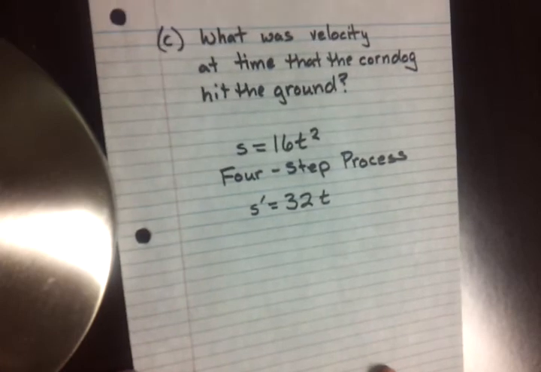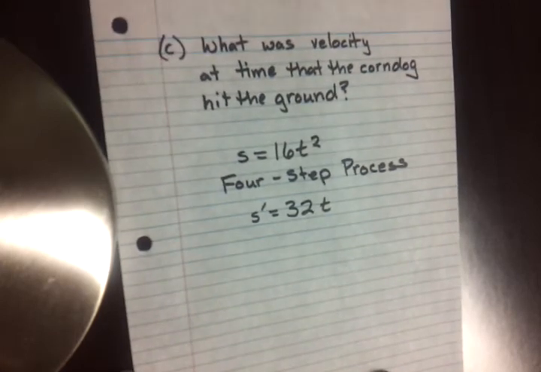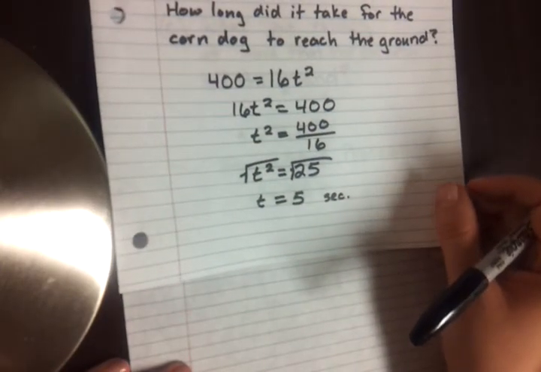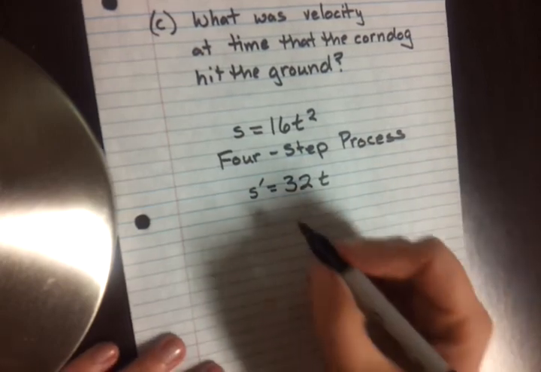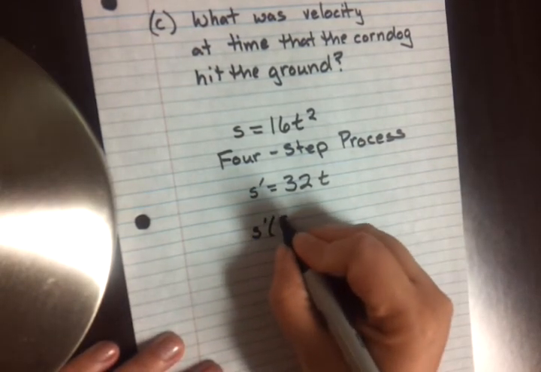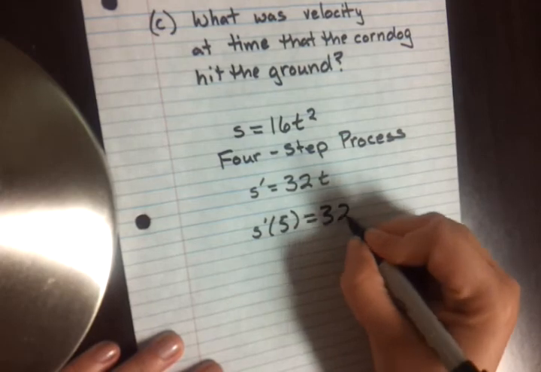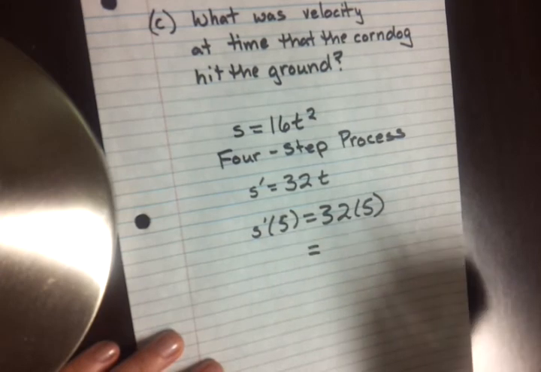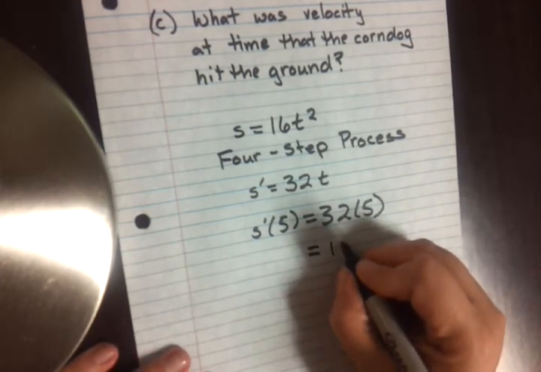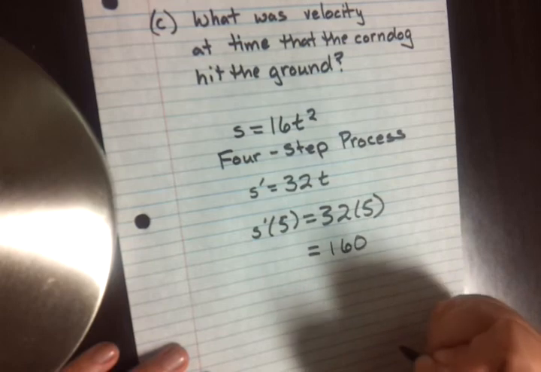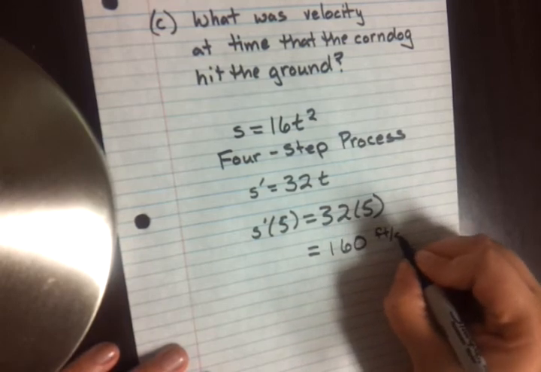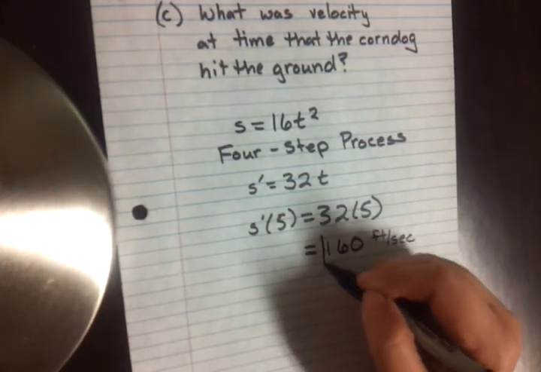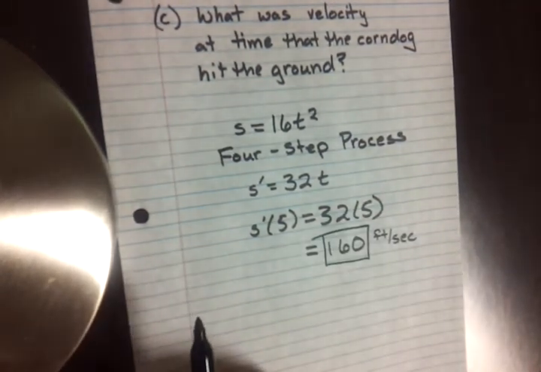Well, they're asking what the velocity was at the time the screwdriver hit the ground. What time did it hit the ground? Go back to A. We said it took 5 seconds for it to hit the ground. So we want s prime of 5, which is going to be 32 times 5. And the answer there, if you plug it into your calculator or do fantastic mental arithmetic, is going to be 160 feet per second. So that's the velocity of the screwdriver at the time it hit the ground, and it also happens to be the answer to part C.